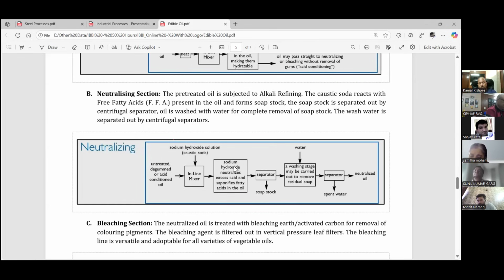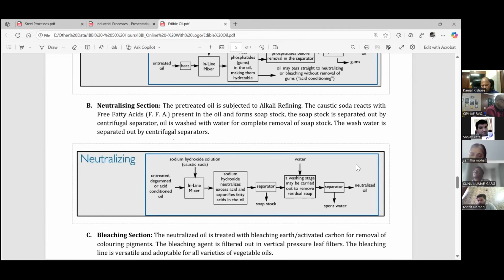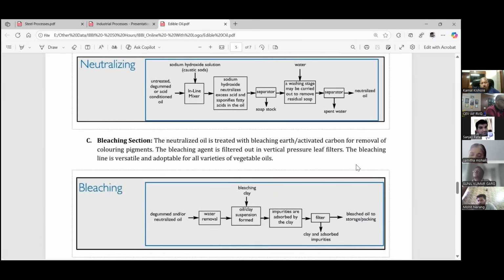Okay. So sodium hydroxide neutralizes the excess acid and free fatty acids. So the soaps are further removed from the separator. Further, we are adding water, which reduces the residue of the soap, and from the separators we get the water and the neutralized oil. So after the degumming process, we are getting the neutralized oil.